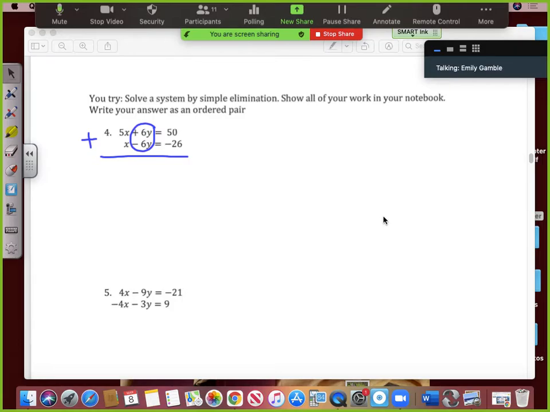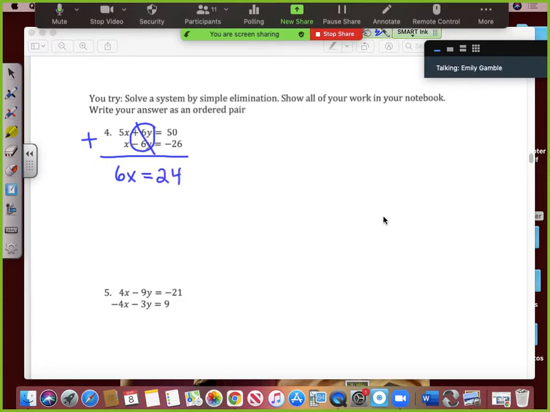All right, I hope everyone is doing okay. I'm going to just show you number 4 just in case you are stuck so you can see the process again. In order to solve number 4 by elimination, you would take the two equations and add them together. 5x plus 1 more x is 6x. 6y plus negative 6y cancels out. And 50 plus negative 26 is 24.